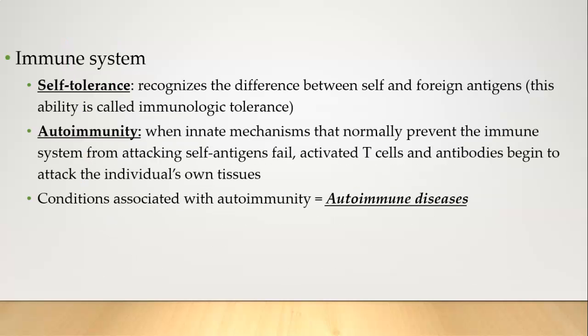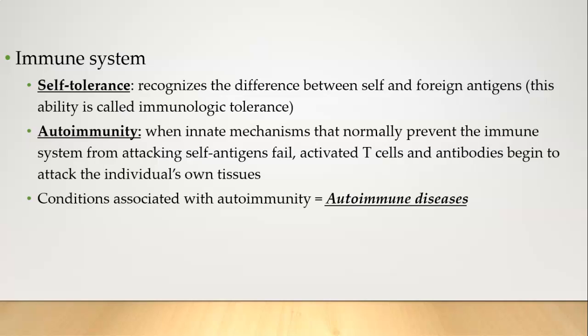Here are the objectives. So the immune system, a couple key terms here. Self-tolerance recognizes the difference between self and foreign antigens. This ability is called immunologic tolerance. So usually the body knows itself and it knows what should be there and what is a foreign antigen, or something that shouldn't be in the body. And so it keeps a pretty good defense and is able to differentiate.